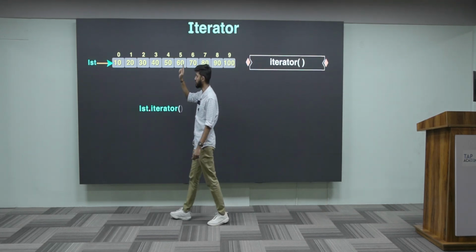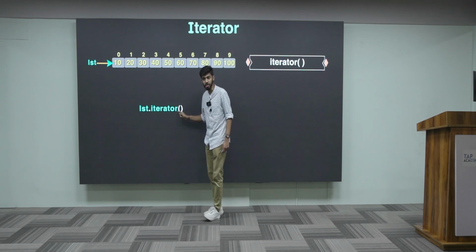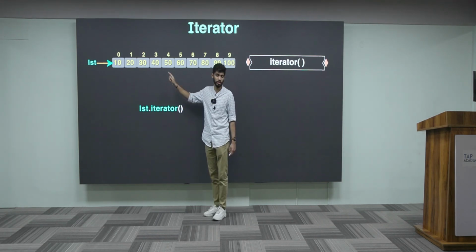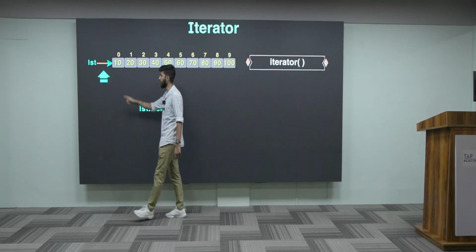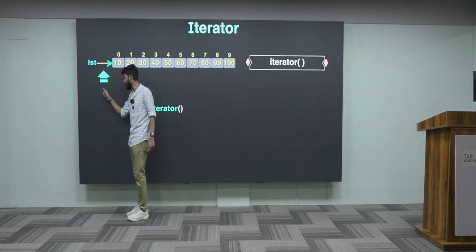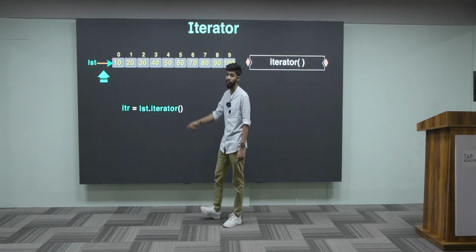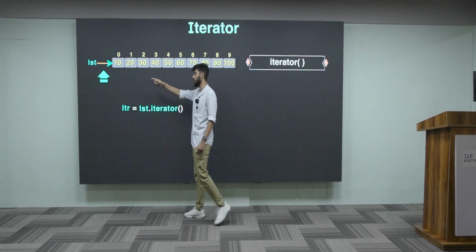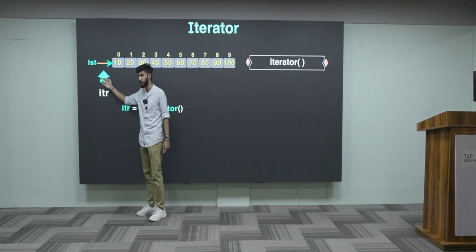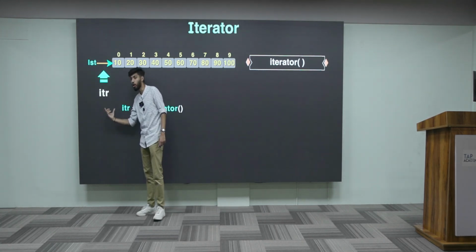You can say lst.iterator(). What does it do? It will create a cursor, same as enumeration. So it will create a cursor over here. You need to give a name or a reference for this. How do I do it? Very simple. I will say itr. So itr will be the name given for this particular cursor. I need to mention the type. What is the type?